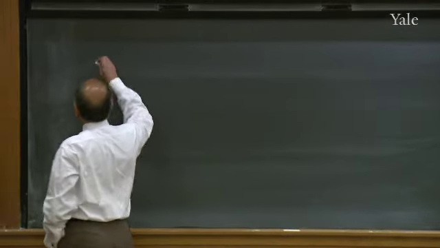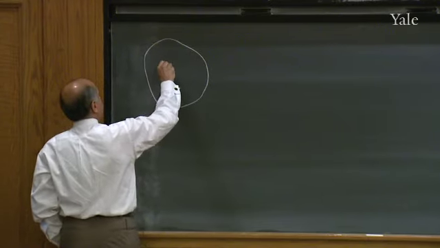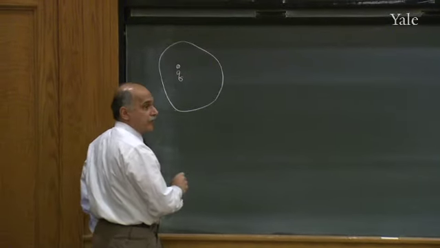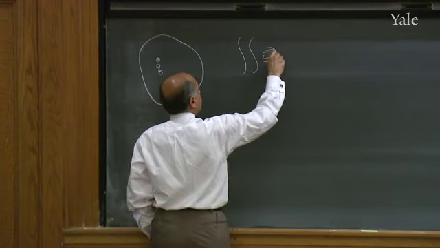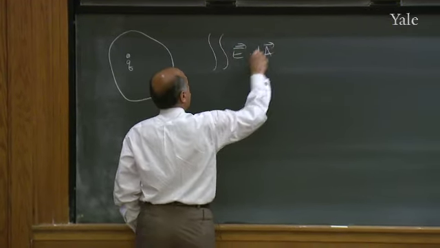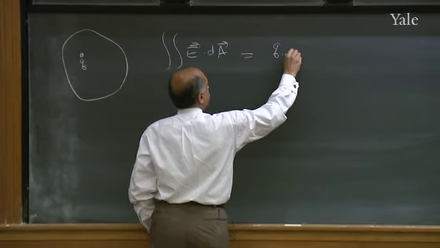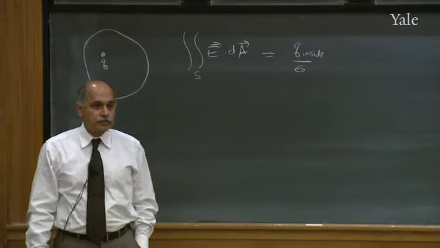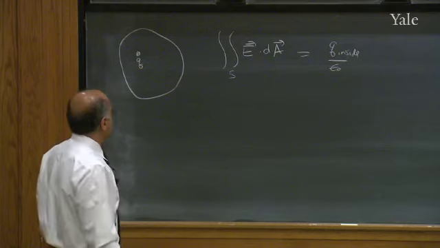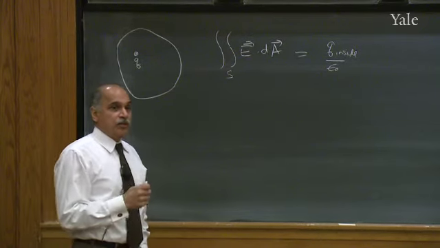What I've shown you is the following. Here is some strange closed surface. That's a charge Q inside. Then E dot dA on that surface is equal to Q inside over epsilon 0. This is not yet the theorem, but this is the case for one charge.